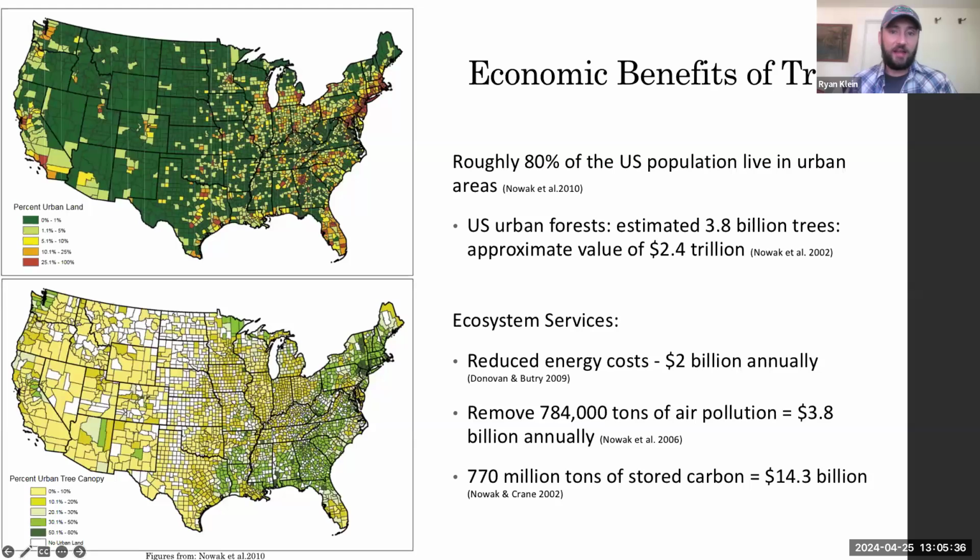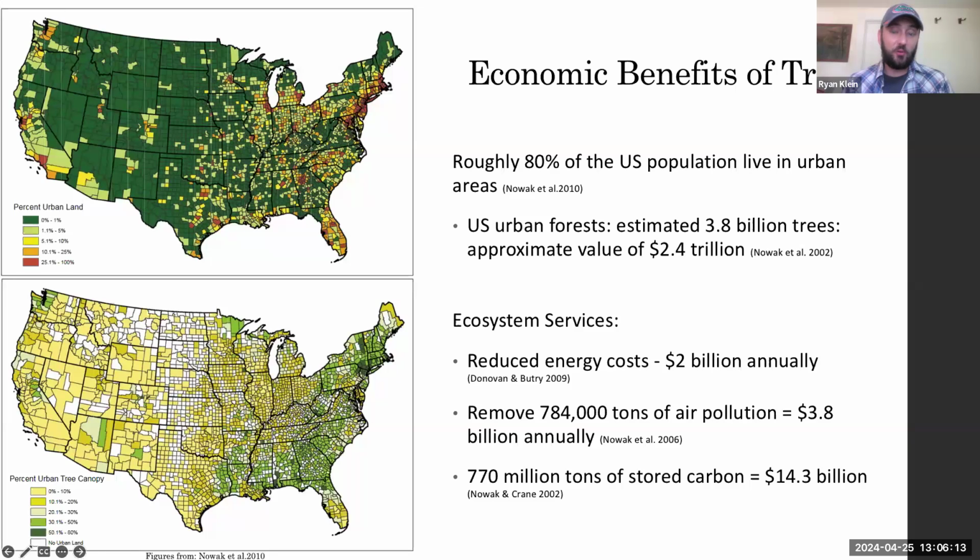About 80% or more of the U.S. population live in urban areas, and the urban forests equate to just under 4 billion trees at a value of about $2.4 trillion. Some of the ecosystem services that result from this: reduced energy costs to the tune of about $2 billion a year, and improved air quality. We're taking air pollution and carbon out of the air, and that's about $4 billion annually. And then mitigating climate change, as a part of that, stored carbon is about 14 billion a year.